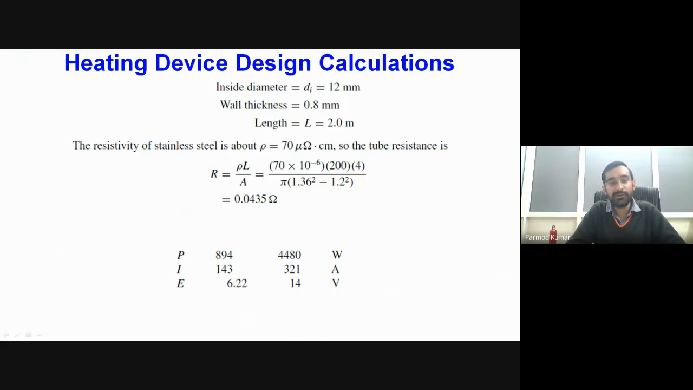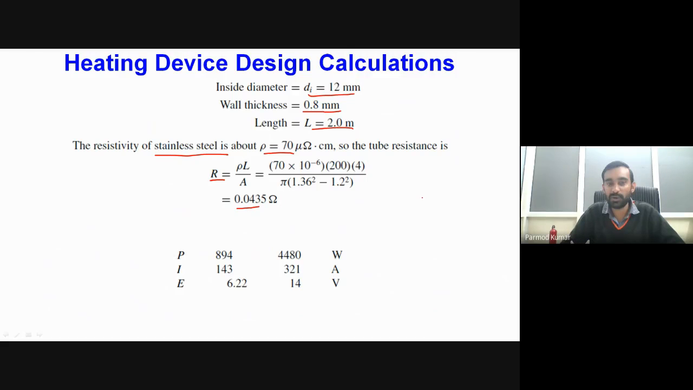Now let us do the calculation of the heating device. We have an internal diameter of the tube of 12 mm, and from commercially available pipes, the thickness corresponding to this diameter is 0.8 mm. We have considered a length of 2 meters, and with stainless steel as the tube material, the resistivity of the pipe is 70 micro-ohm centimeter. For these geometric parameters, using the relationship between resistance and resistivity, we can determine the resistance of the pipe material. Our resistance comes out to be 0.0435 ohm.